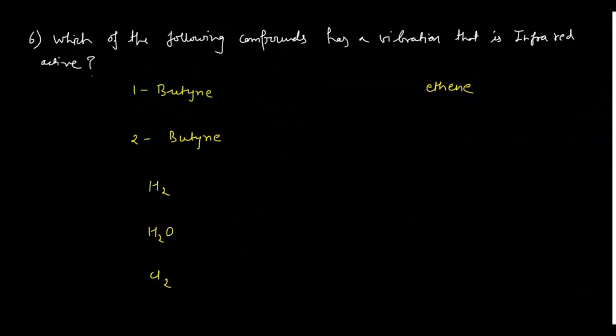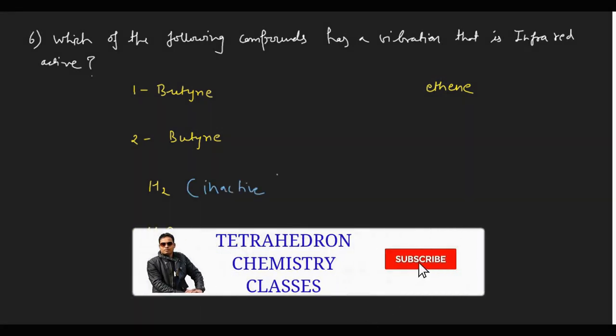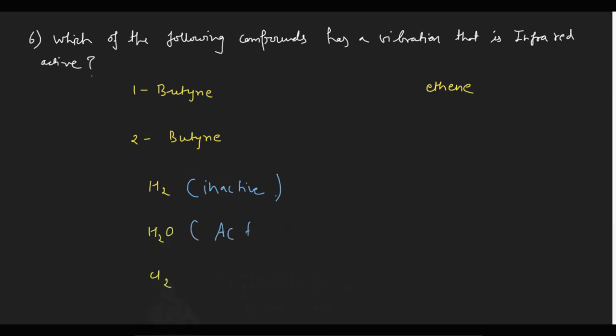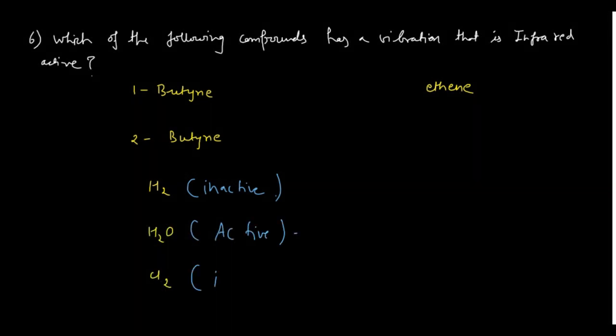My next problem is this one. This is butyne 1, butyne 2, H2. Which of the following compounds has a vibration that is infrared active? So this is quite a simple problem. You know, this is IR inactive. Why IR inactive? This is homonuclear. Okay, this is your active. This is your inactive. Okay, this is your active, and this is butyne 2.